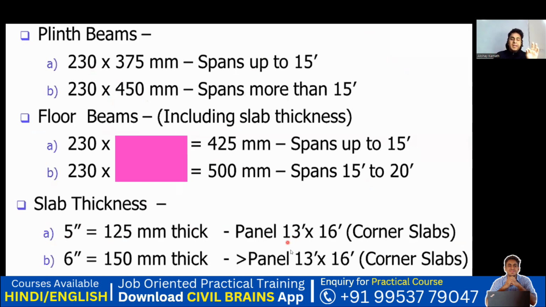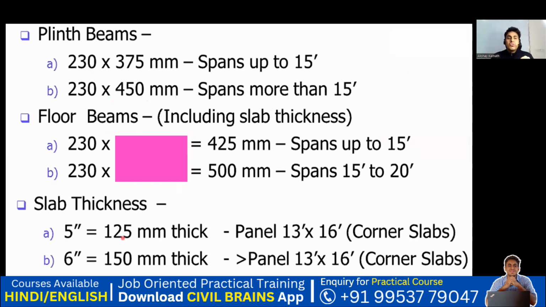And if your panel is greater than 13 feet by 16 feet, maybe if it is 14 feet by 17 feet, so it is greater than 13 by 16, you can go with 150 mm thick, that is a 6-inch. So whatever may be the condition, go with either 5-inch or 6-inch slab, and that is enough. For any construction, maybe commercial or residential, we don't go beyond 6-inch. For slab, 150 is enough to take care of the load coming on that.